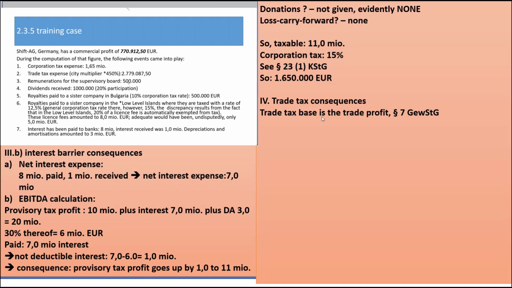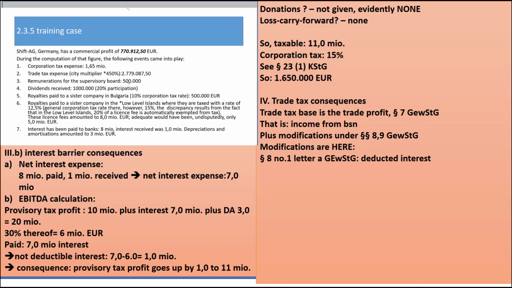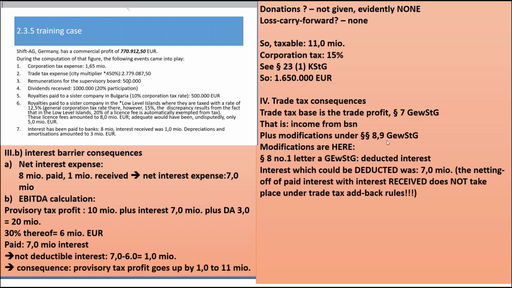As I really hope that you remember, the trade tax base for the trade tax is a trade profit. To compute it again, according to 7 GewStG, Gewerbesteuergesetz, we begin with the income from business, which is here 11 million, and modify that by the modifications demanded by paragraphs 8 and 9 Gewerbesteuergesetz. And these modifications are here the interest and the license payments. The interest is added back with the deducted interest. Now paid were 8 million, but deducted could only be 7 million because 1 million was not deductible.